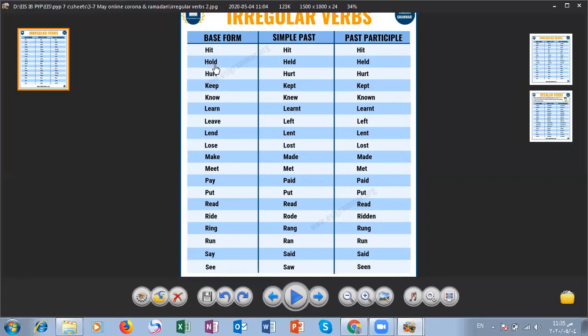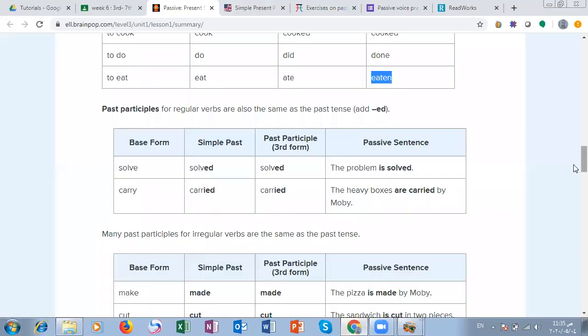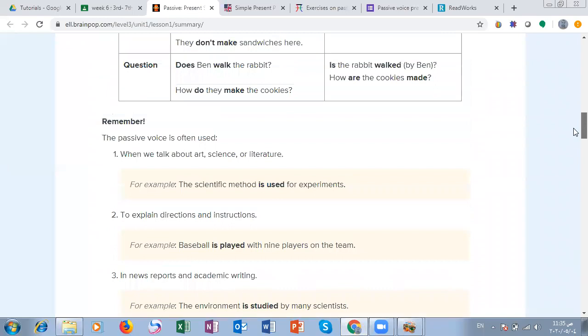So here the first one, hit: the past simple is the same, hit, and the past participle is the same, hit. Hold, held, held. Hurt, hurt, hurt. So now you know what the past participle form is of these verbs, regular verbs and irregular verbs. Now let's go again to our lesson to start it.